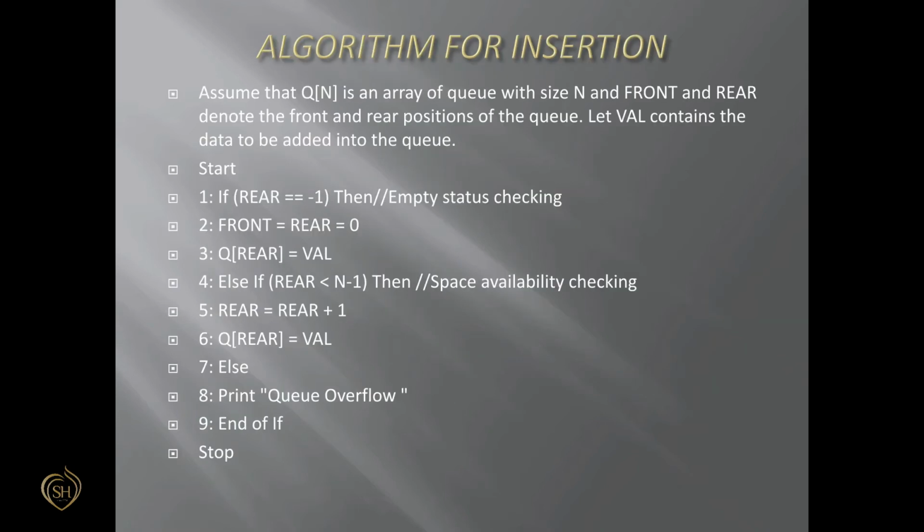There are also algorithms for these two. For insertion: if rear == -1, that means there is no element, so when we add an element, front and rear become 0 and Q[rear] = value. Else if rear is less than n-1, that means there is space, so rear = rear + 1 and Q[rear] = value. Else, queue overflow.